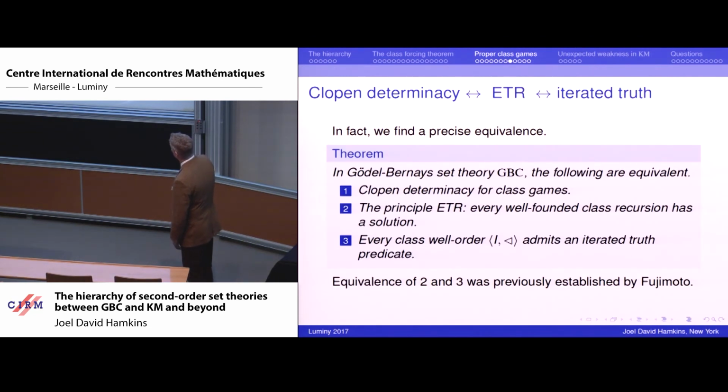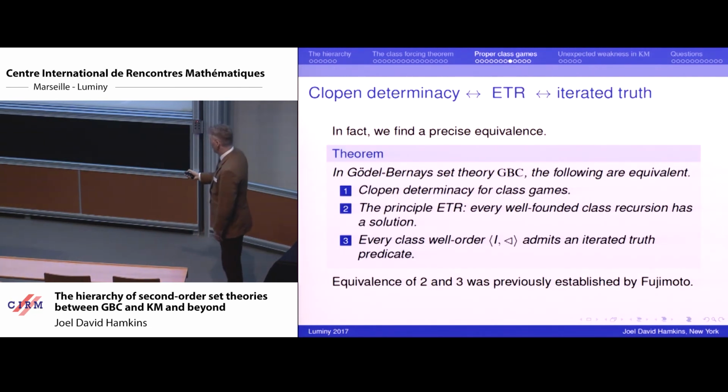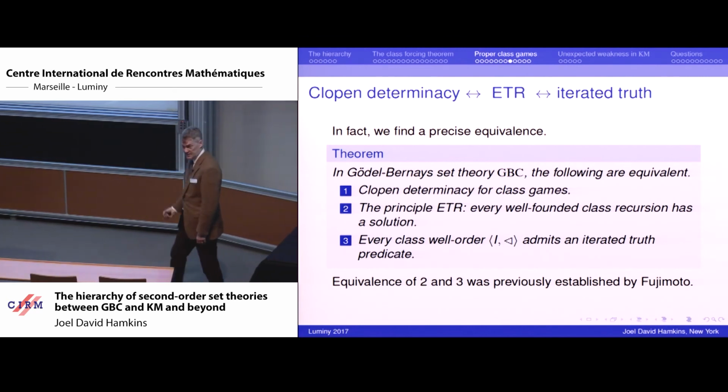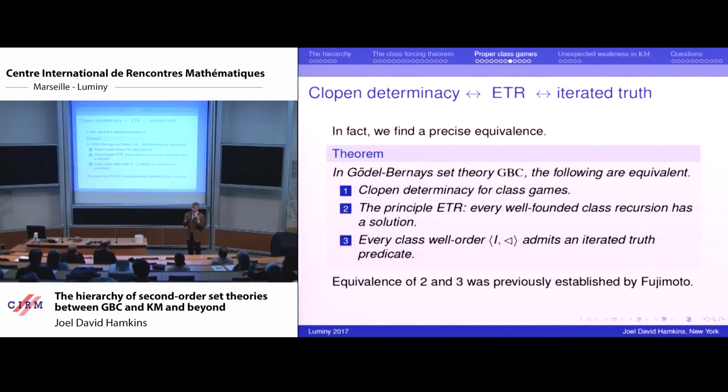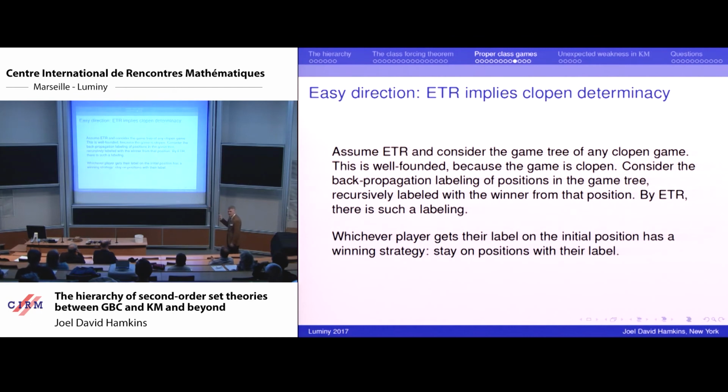But the stronger principle is that in fact, clopen determinacy is exactly equivalent to ETR. So in particular, it's strictly stronger than the class forcing theorem, which was only ETR_Ord. This is full ETR. And the equivalence of 2 and 3 was known already by Fujimoto, as I mentioned. So the new part here is that it's equivalent to clopen determinacy. And the way it goes is very similar to that truth-telling game I just told you about.